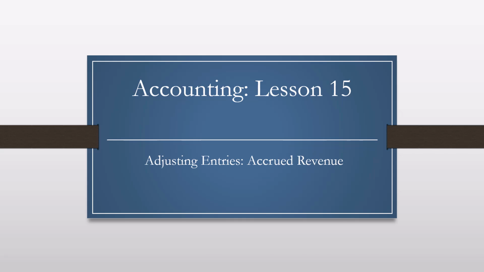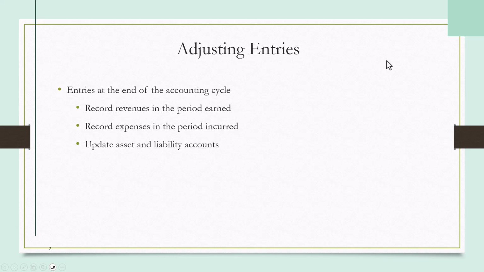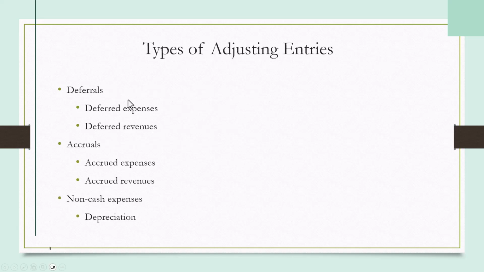In this video, I'm going to continue talking about adjusting entries. Just in case you didn't watch the previous videos, adjusting entries are done at the end of the accounting cycle, which typically means year end, but some companies also do adjusting entries at month end. You're recording revenues in the period earned, recording expenses in the period incurred, and updating asset and liability accounts. And these are some different types of adjusting entries you might see.